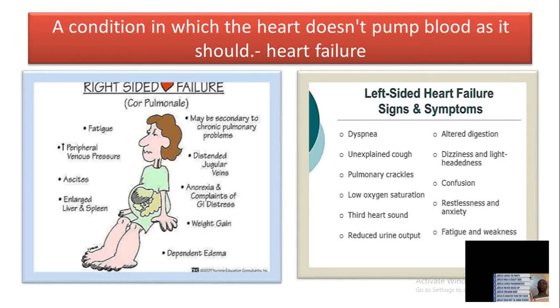Left-sided heart failure signs and symptoms. We have dyspnea, unexplained cough, pulmonary crackles, low oxygen saturation, third heart sound, reduced urine output, altered digestion, dizziness and lightheadedness, confusion, restlessness, anxiety, and fatigue.